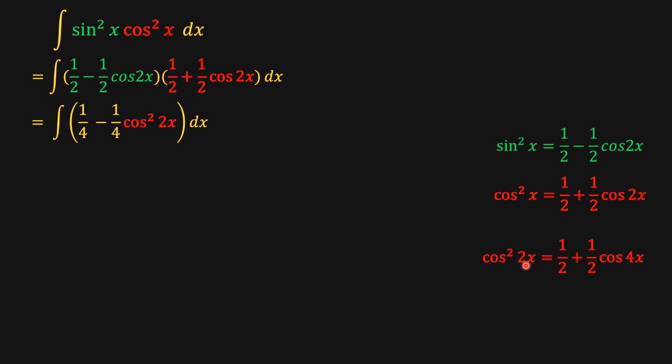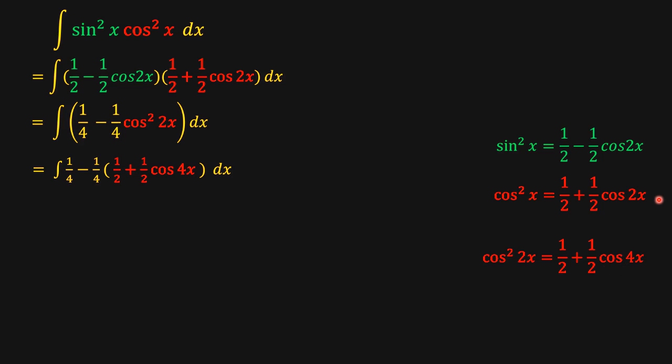So remember that it's just still an equation. Whatever you do to the left side, you have to do to the right side. That property holds. We want to keep the balance. So technically, you're not changing anything. Going back, we have 1/4 minus 1/4 cosine squared 2x. But now we know cosine squared 2x is 1/2 plus 1/2 times cosine 4x.